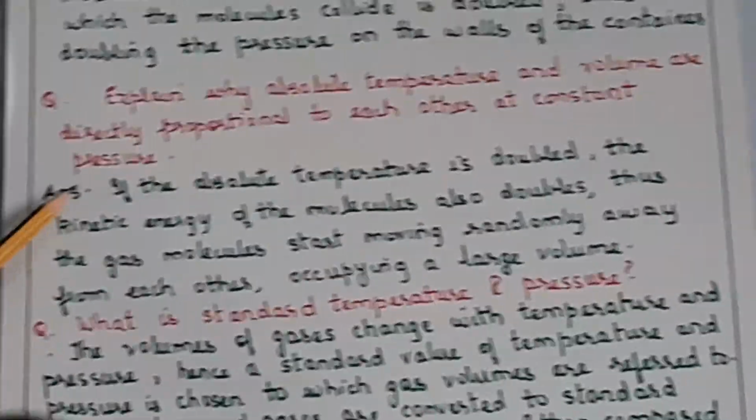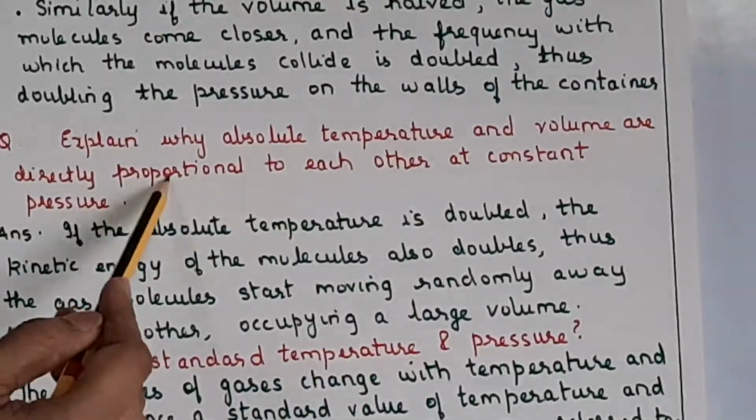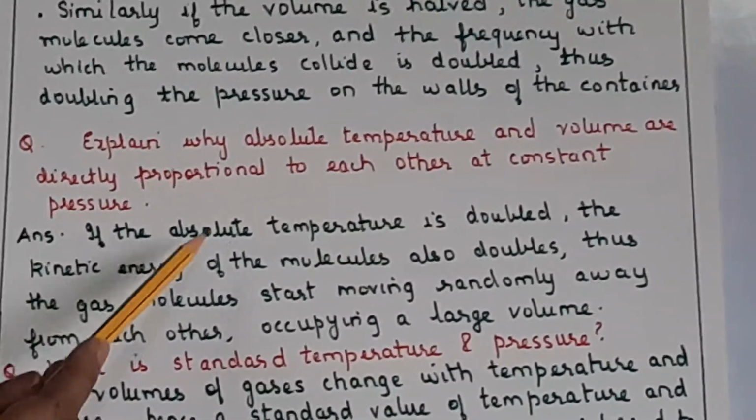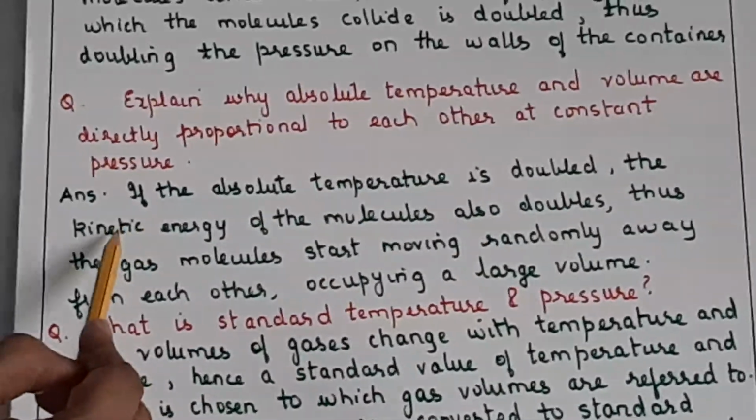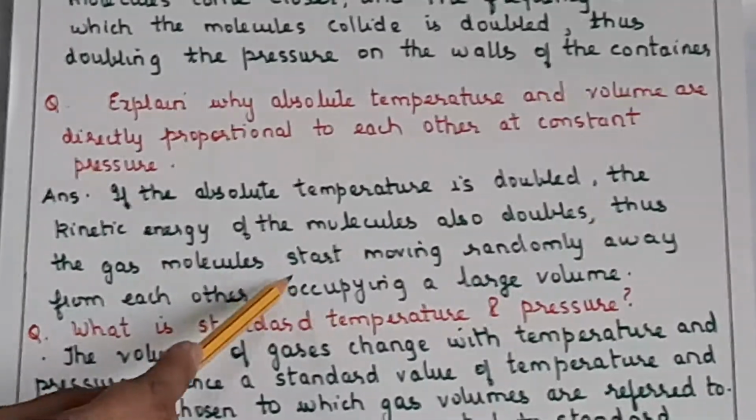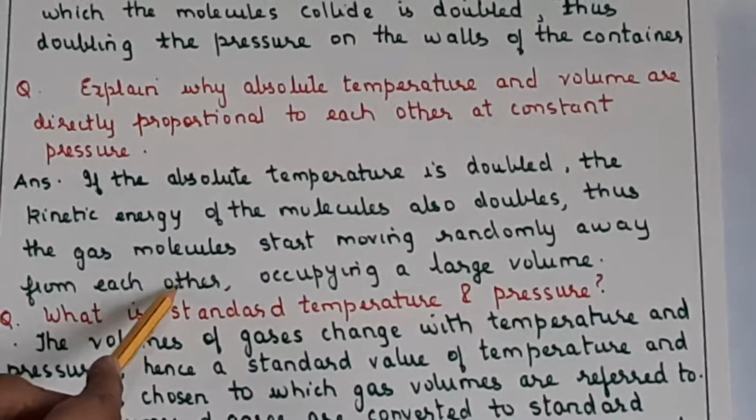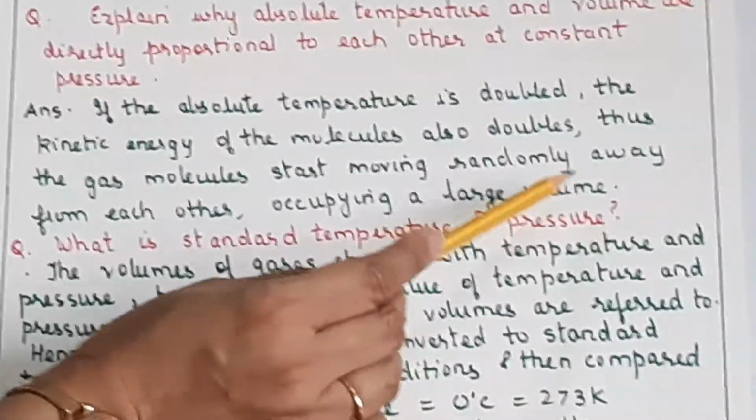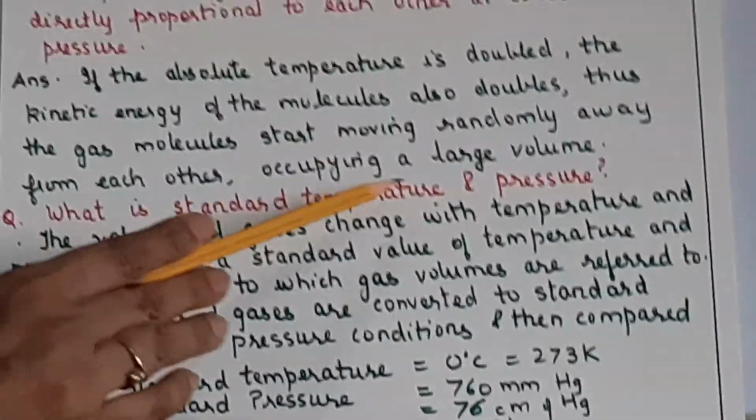Now reason for Charles' law, explain why absolute temperature and volume are directly proportional to each other at constant pressure. So if the absolute temperature is increased, what will happen? Kinetic energy of the molecules also will increase. So the gas molecules will start moving randomly and away from each other because their energy has increased. So they will naturally occupy larger volume. Is it clear?